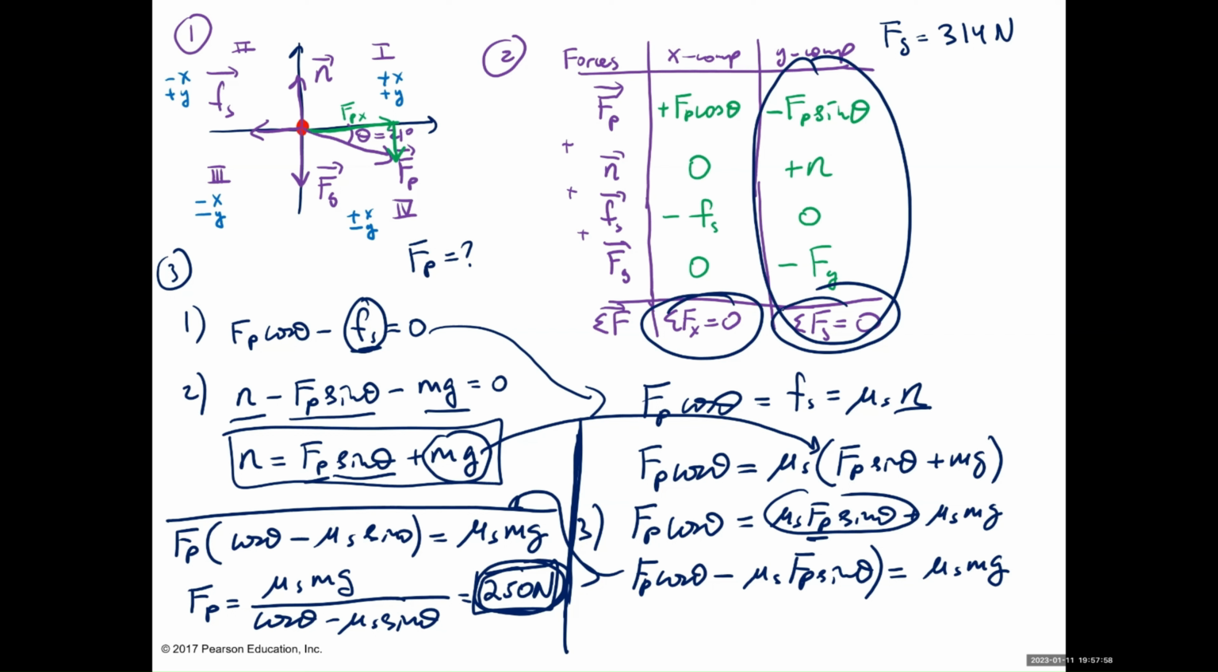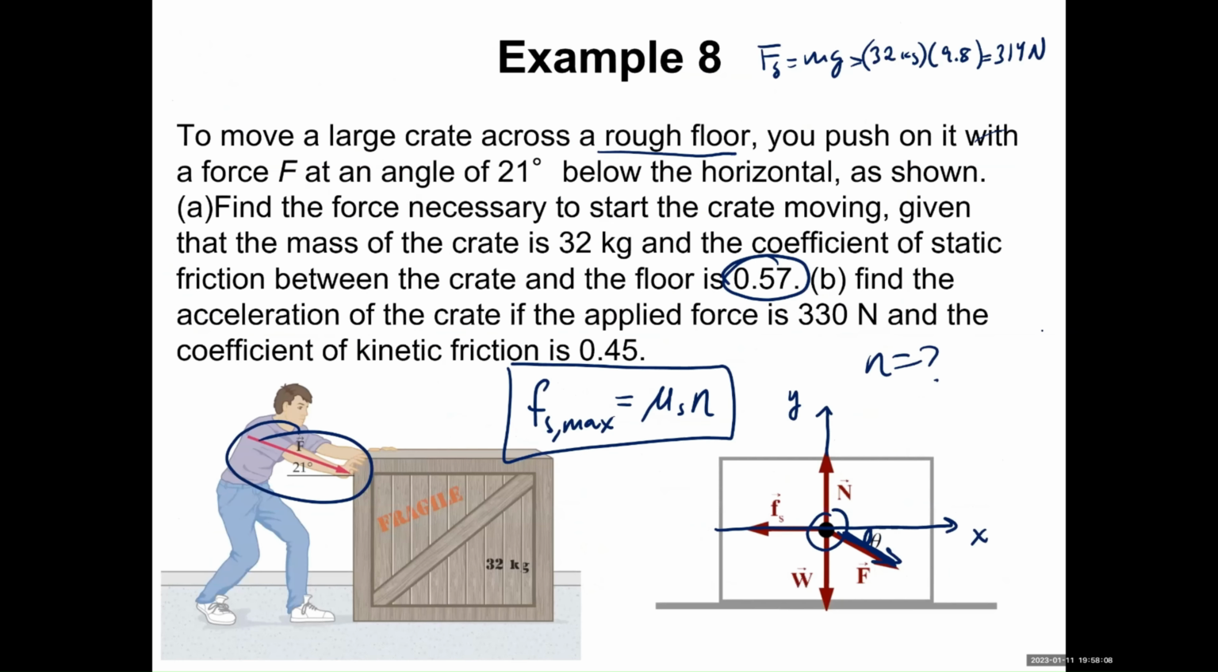But 250 Newtons is the maximum force that the surface is able to oppose for the box to be moved. So then when I go back to the problem, you will see that in part B it says, all right, so now that you know that 250 Newtons is the maximum that friction can oppose, what if we push with 330 Newtons?